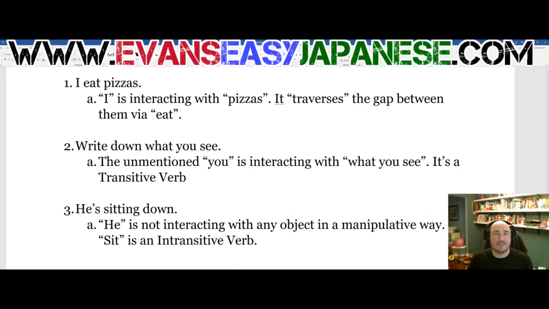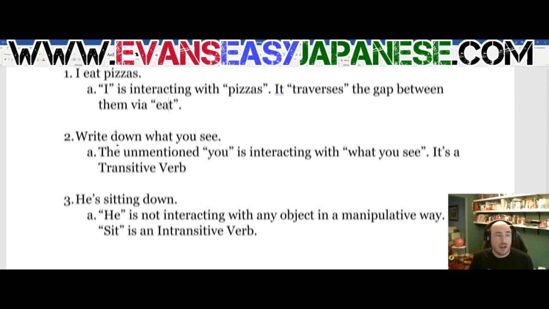I eat pizzas. Pizza, interaction, it's transitive. It traverses the gap between them. So yeah, I like this expression. Man, I'm so brilliant. I is interacting with pizzas, and I traverses the gap between them via the action of eating. So maybe that's an interesting idea. Via eat, the two nouns are interacting.